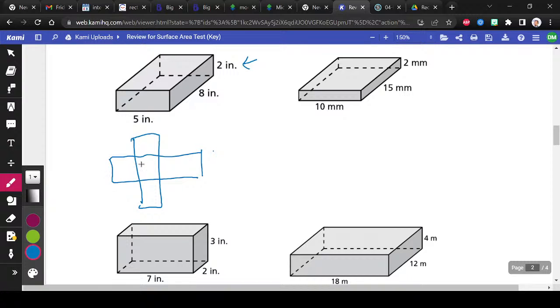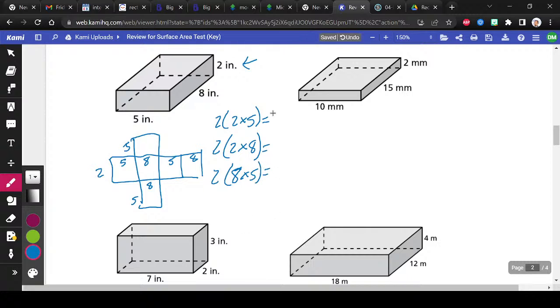This right here is 2 inches wide. And so again, we've got a bottom of 5 and 8. So 5 and 8, 5 and 8, and 5 and 8, and 5. So we go 2 times 2 times 5, and 2 times 2 times 8, and then 2 times 8 times 5.